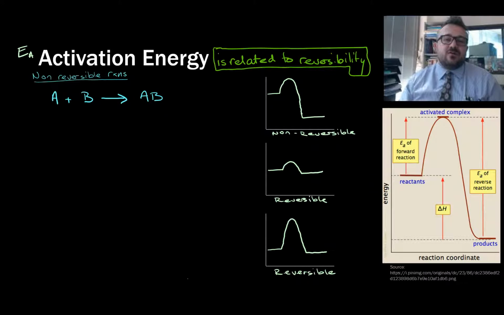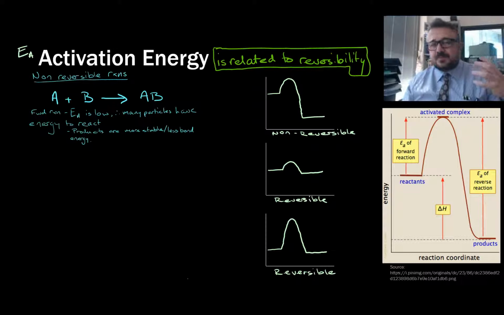So let's first look at a non-reversible reaction. Now, if we start with A plus B goes to AB, the forward reaction, the activation energy is going to be quite low. And this means that many particles have the energy to react. Okay, and we see that here. We've got a low activation energy going this direction. So lots of them are going to be able to react, and the products are more stable as well. Like the second part's not always true, but it can be true.